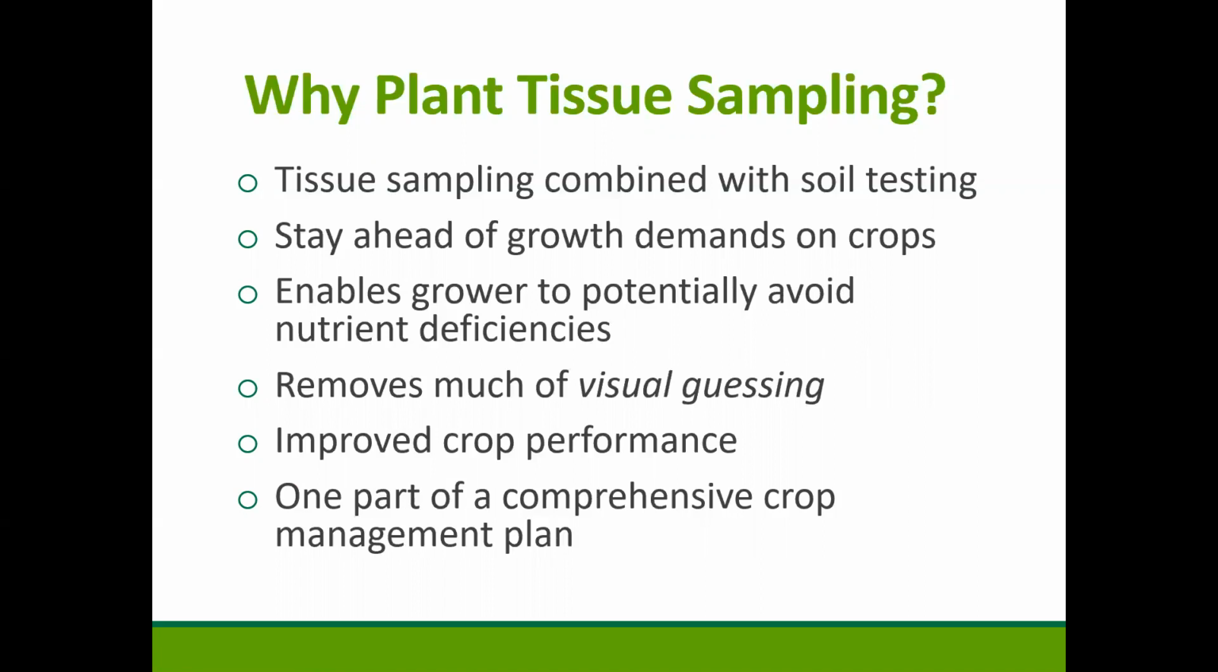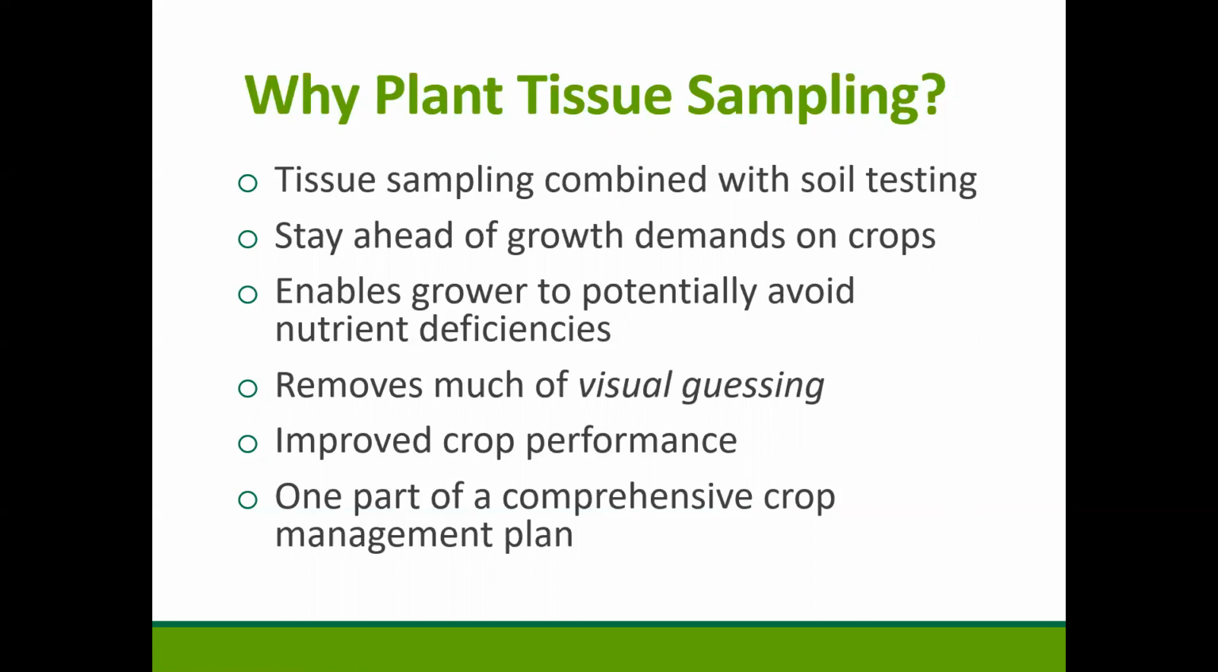One other issue that we often see in production ag is too much visual guessing made by producers. Although this can be an acceptable tool, depending on the circumstances, oftentimes visual guessing can lead to over-applying nutrients, under-applying nutrients, or application of the wrong nutrients when they're not really what the plant needs.